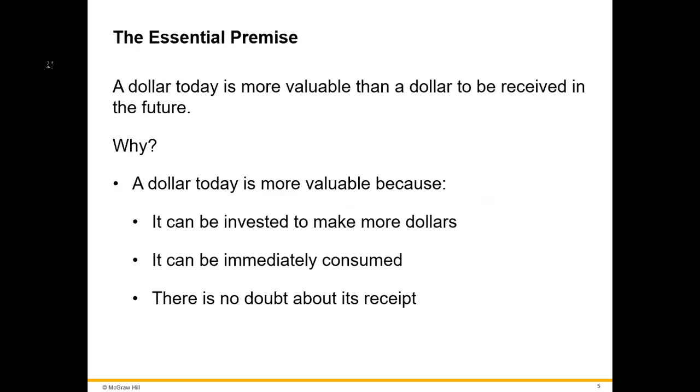So let's begin. So we have to start with this essential premise, and that is a dollar today is more valuable than that same dollar to be received in the future. Why? A dollar today is more valuable because it can be invested to make more dollars. It can be immediately consumed, and there's no doubt about its receipt.